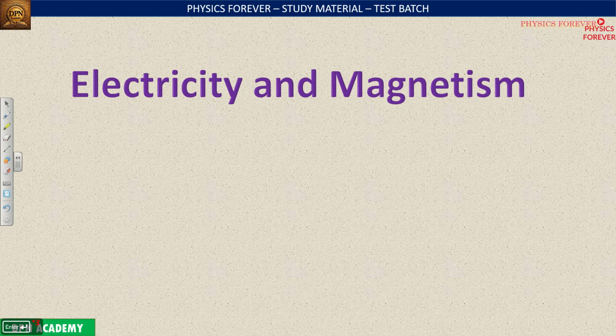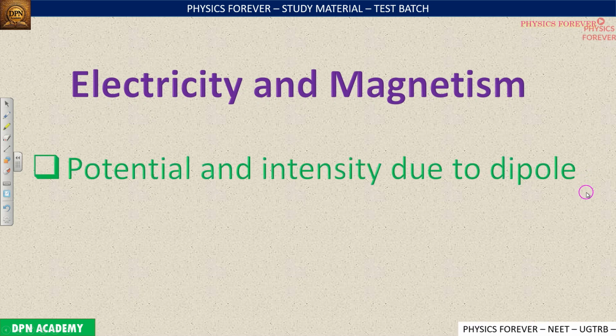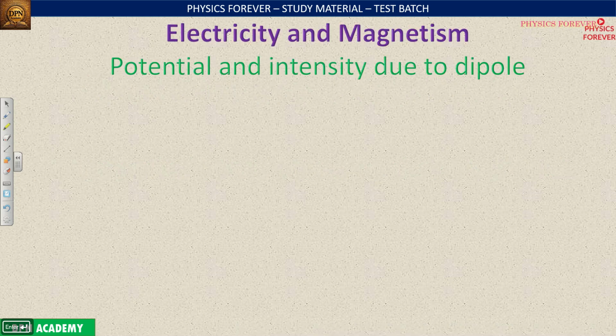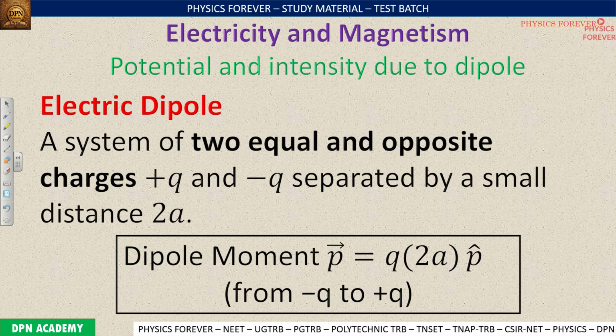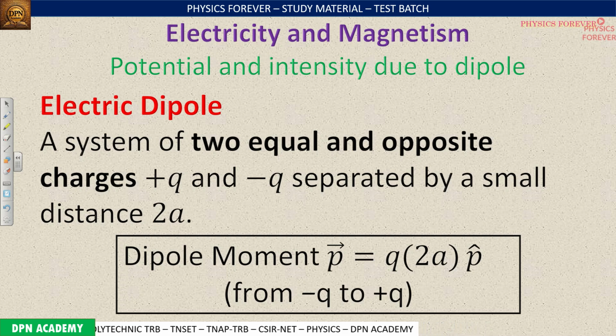So today in class we discuss electricity and magnetism. The topic is potential and intensity due to a dipole. So what is meant by an electric dipole? Already we have discussed what is meant by Coulomb's law, what is meant by electric field intensity, and some of those topics.